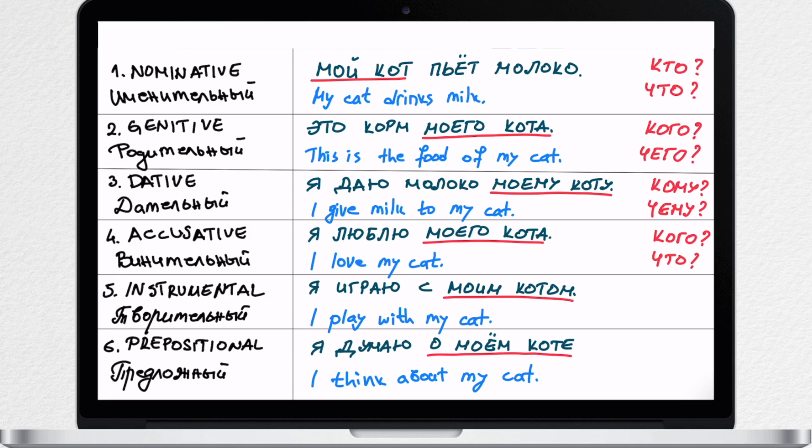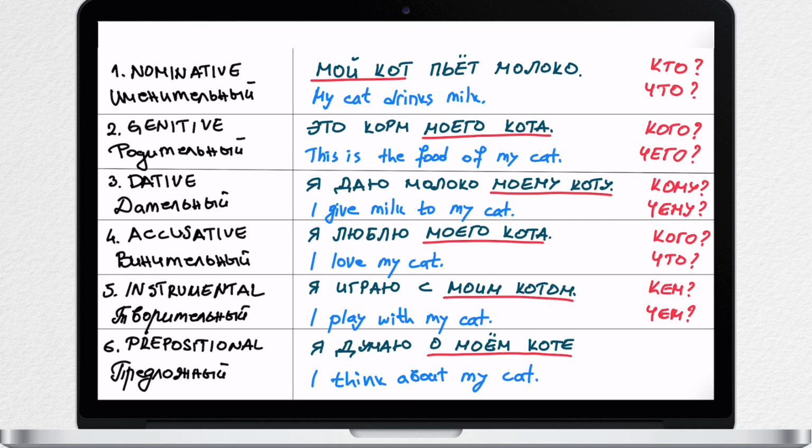So, with whom am I playing? I'm playing with my cat. С моим котом. The instrumental case answers the questions кем, чем. So whenever you need to express the instrument by which something is done or accompaniment, you should use the instrumental case in Russian. Of course, all of the cases have other usages as well, but these are the most obvious ones and something that you can remember as a guideline, which will help you have an idea of when to use a specific case in Russian.